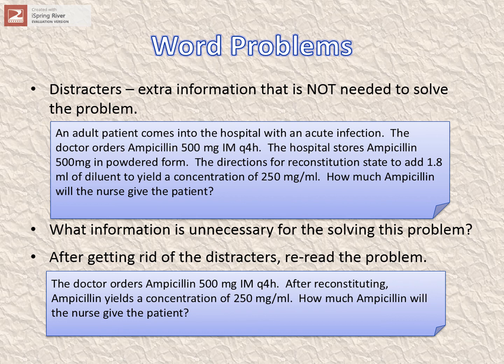The new one would say, the doctor orders ampicillin or any random medicine, 500 milligrams IM Q4 hours, and you really don't care about the IM or the Q4 hours. After reconstituting, the ampicillin yields a concentration of 250 milligrams per milliliter. How much ampicillin will the nurse give the patient? That's cutting it out. So you've cut out an entire line's worth of information.